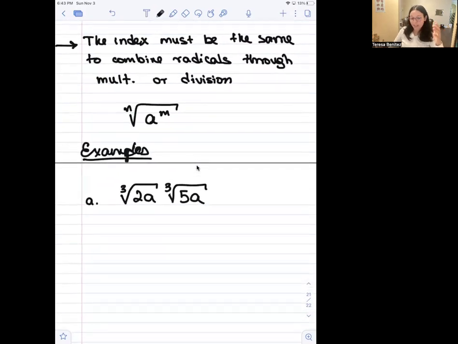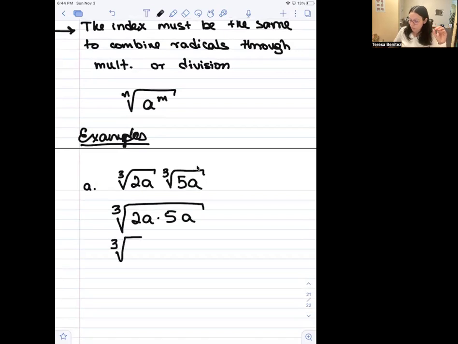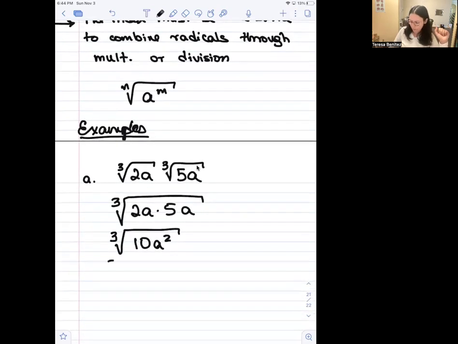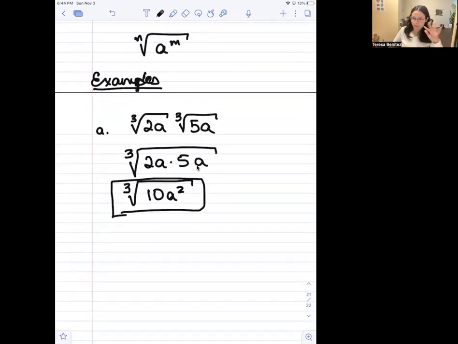Now here, the index of each of these radicals, or sorry, the cube root of 2a, the index is 3. The cube root of 5a, the index is also 3. That means that I can combine them all and say I have the cube root of 2a times 5a. I can combine them because they have the same index. I say the cube root of 10a squared. And I don't think we can simplify that anymore. There's no number, or in this case, constant multiplied by itself 3 times, unless we're dealing with decimals, and no. There's no number or integer here, multiplied by itself 3 times, that will give me 10.